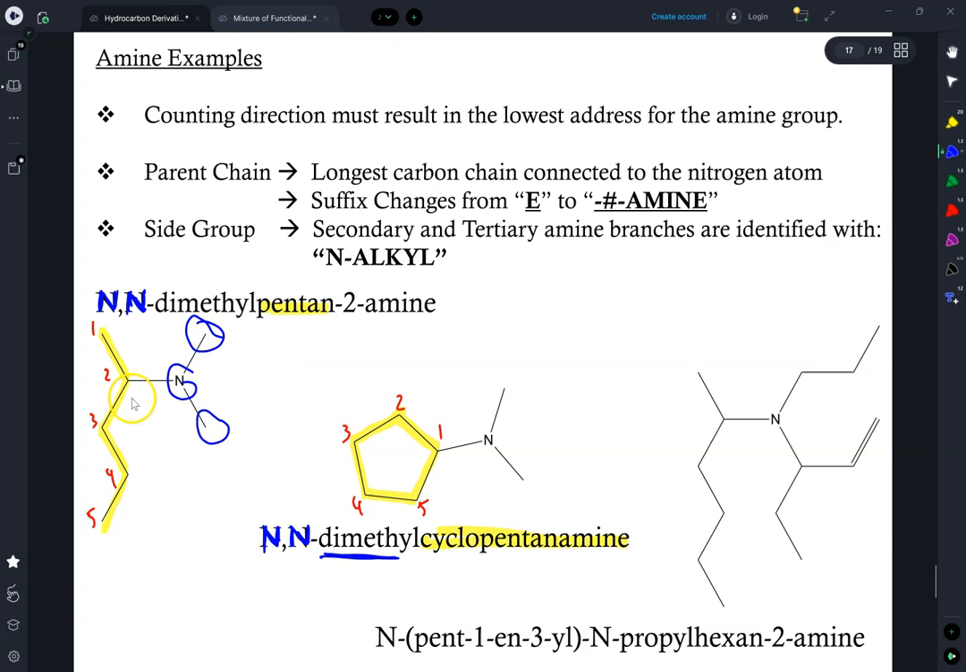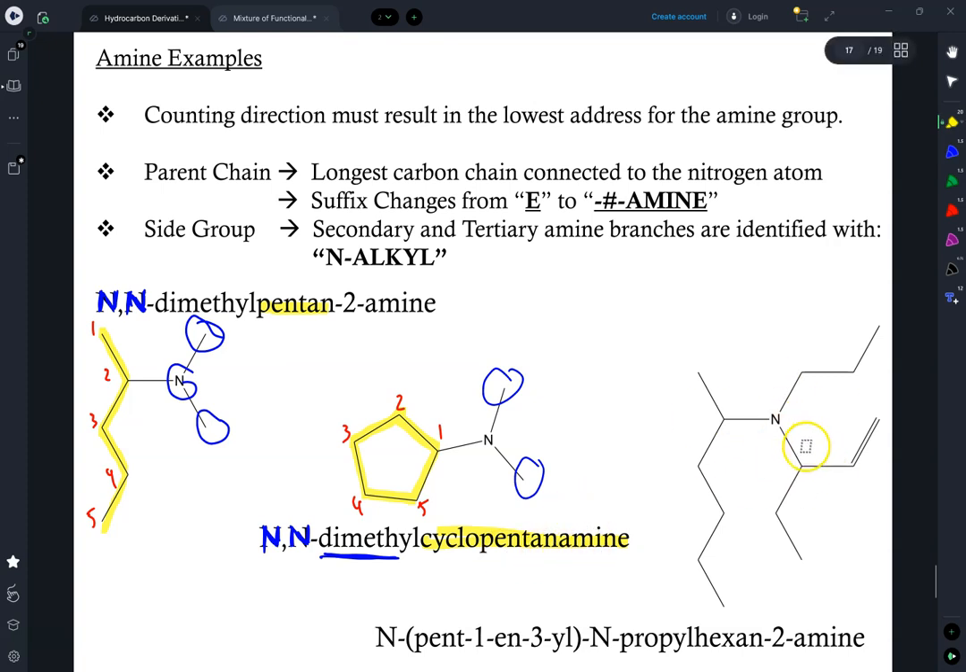And like our previous example where there were 2 methyl groups popping out from the nitrogen atom, we write down N,N-dimethyl to show that the 2 methyl groups are popping out from the nitrogen and not from a carbon atom. Alright, so here we have N,N-dimethylcyclopentanamine.